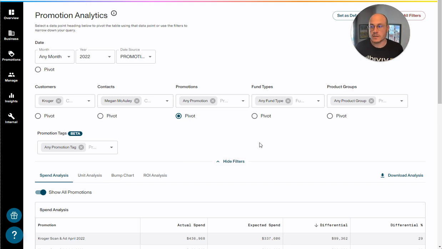Overall, these are some of the key aspects and questions that people are asking themselves. And it really comes down to how much are we planning to spend? What did we actually spend? And how accurate are we when we're looking at those two different aspects of the data?